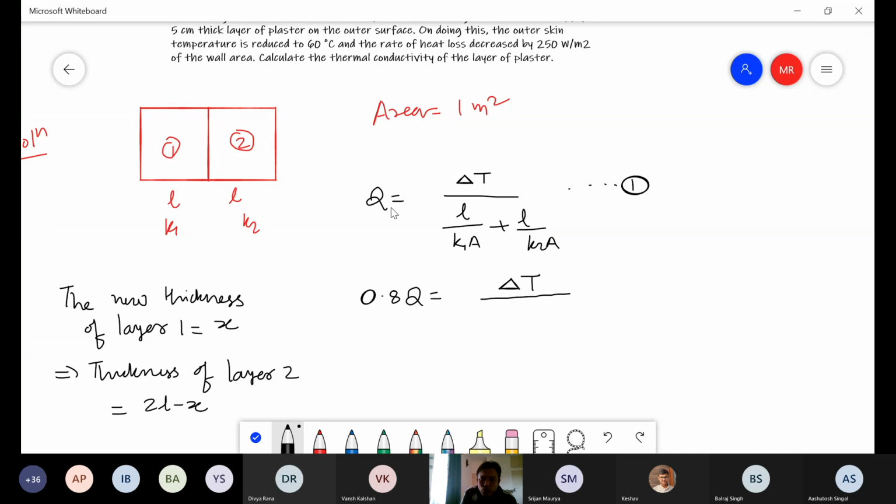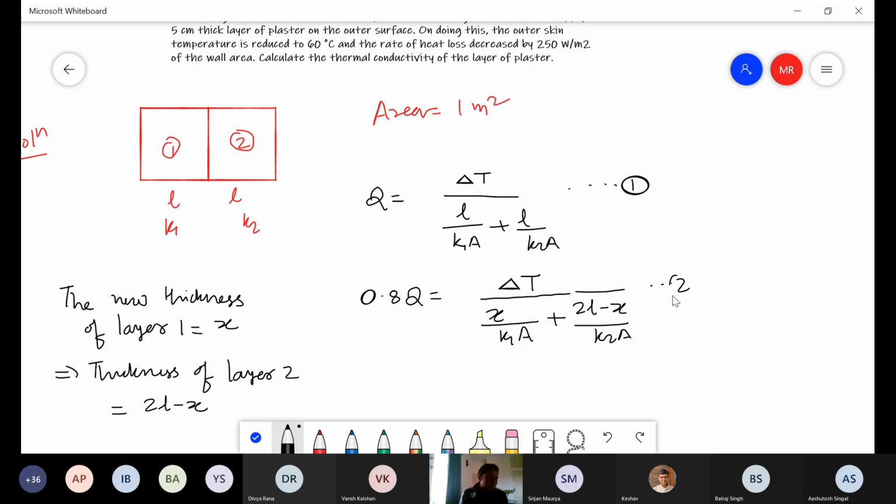New condition is this. So for the new condition, what we have to write down is X divided by K1A. Remember what is given in the problem. Let me just write down the same thing, then probably we will change it: K1A plus (2L minus X) divided by K2A. So this is the new equation.